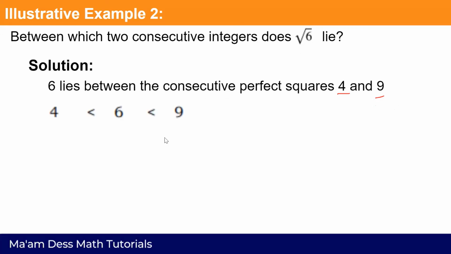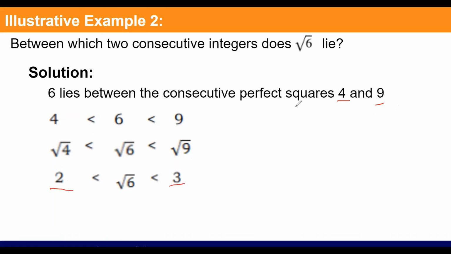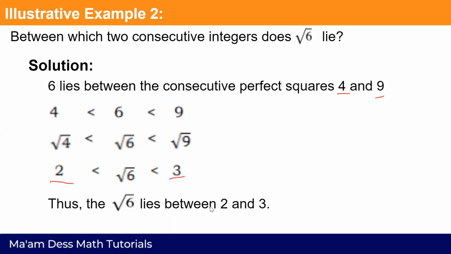Next. So, get the square root of 4 and then get the square root of 9. Ano po ba ang square root ni 4 at saka ni 9? Ang sagot po natin ay 2 at saka 3. Therefore, thus the square root of 6 lies between 2 and 3.